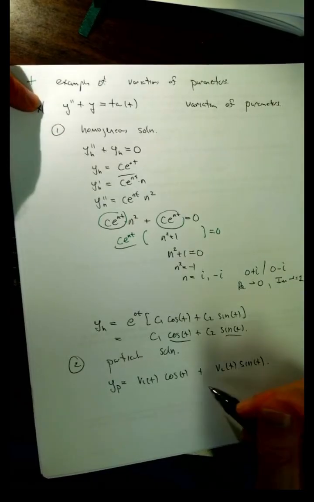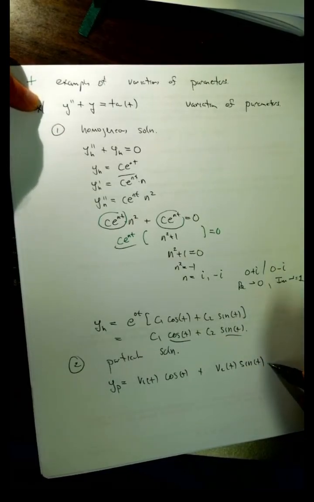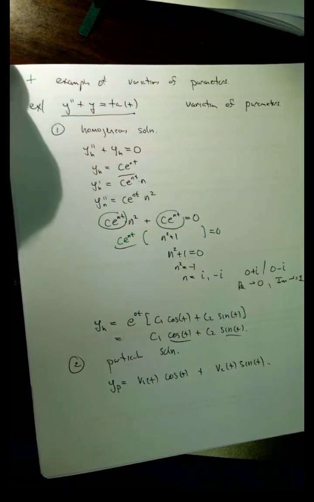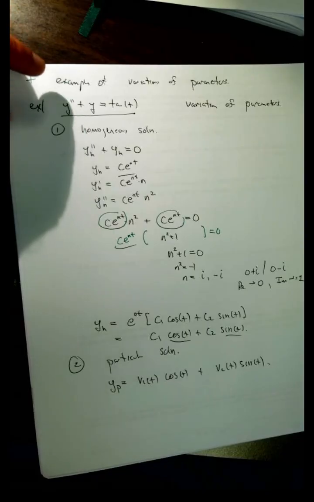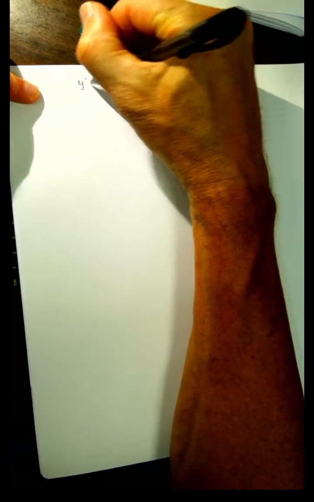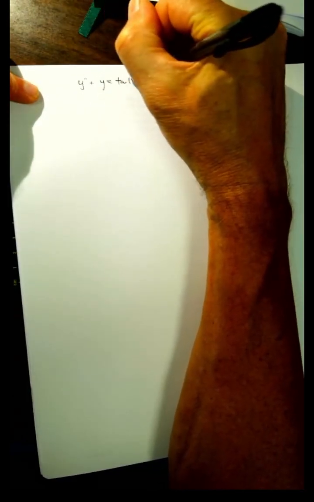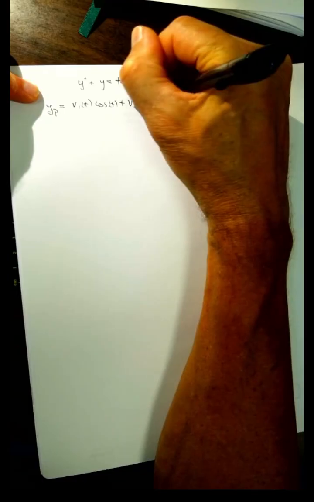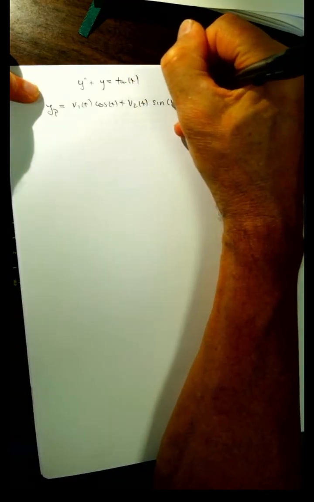And again, I've got two unknowns. I'm going to plug this into my original equation. And when I do that, I'm only going to have one equation, so I'm going to make something up on the way and see how it goes. So what do we have? Again, we have y double prime plus y is tangent of t. I've got a particular solution that looks like v1 cosine of t plus v2 sine of t.